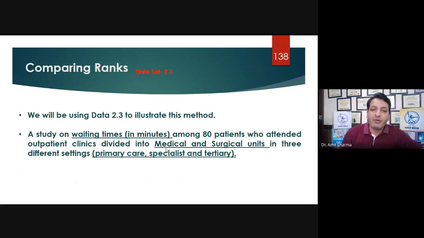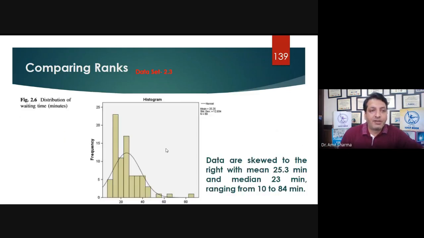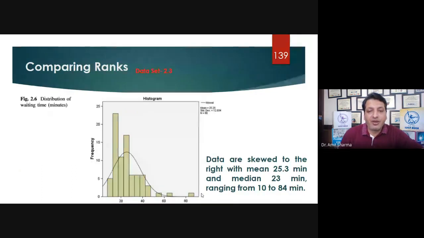That means we have to make two columns in a sheet. In the first column we enter the waiting time of patients in minutes, that means 4 minutes, 5 minutes, 6 minutes, 6.5 minutes, like this. In the second column we keep a categorical or nominal variable which shows which ward the patient visited, medical ward or surgical ward. So coding can be 1 for medical and 2 for surgical ward. This is an example of skewed data, for which kind of data you can apply the Mann-Whitney U test.